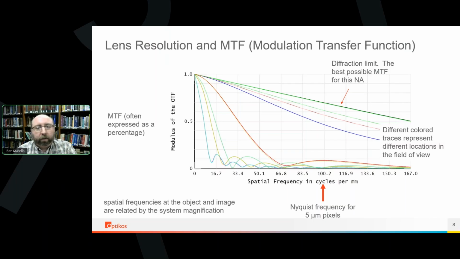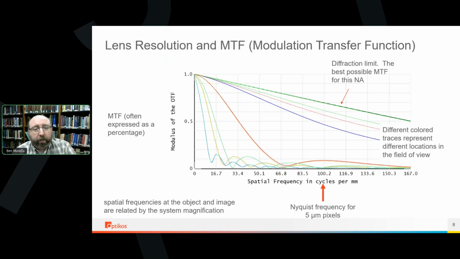And now for a given sensor, you may not need to worry about the MTF beyond the Nyquist frequency. For example, the Nyquist frequency for a 5 micron pixel in image space would be about 100 cycles per millimeter. So below that is anything we are interested in for that particular sensor.